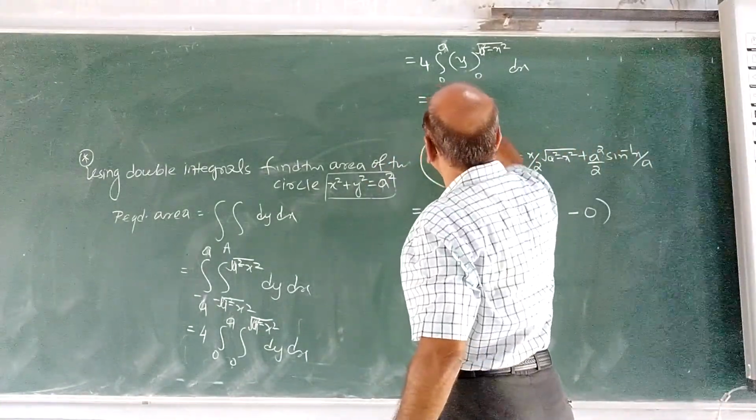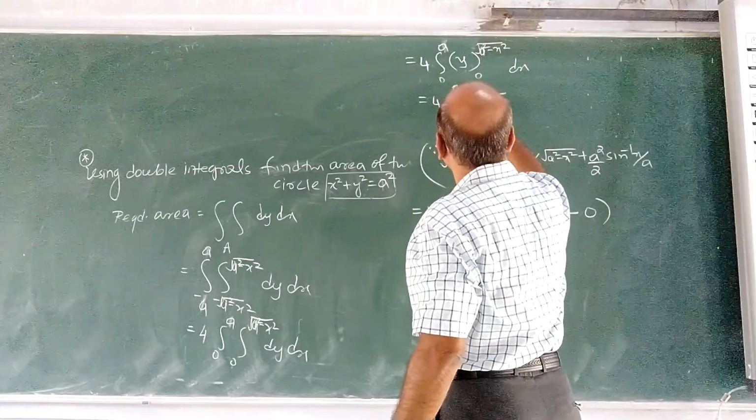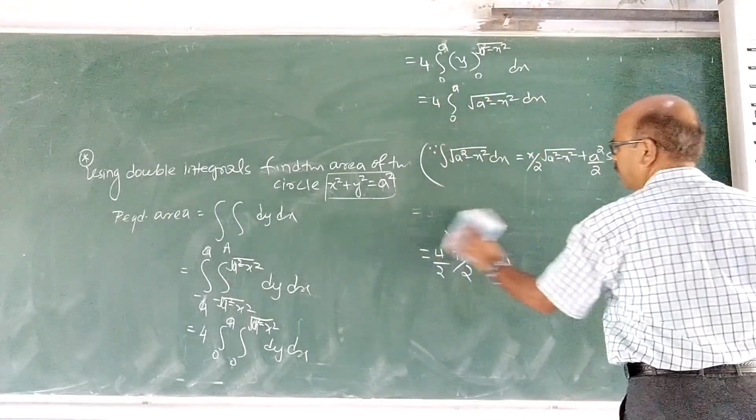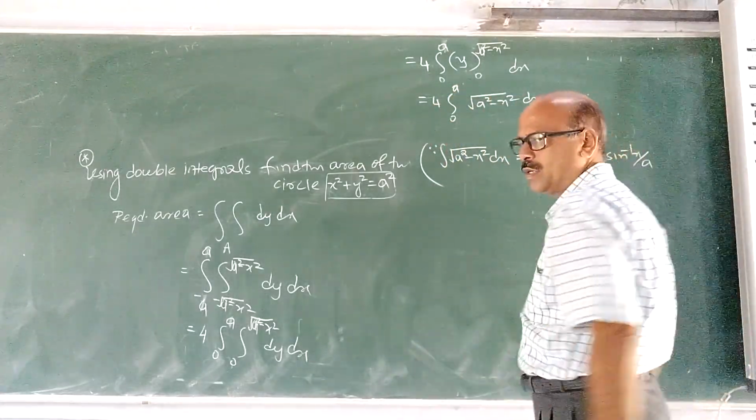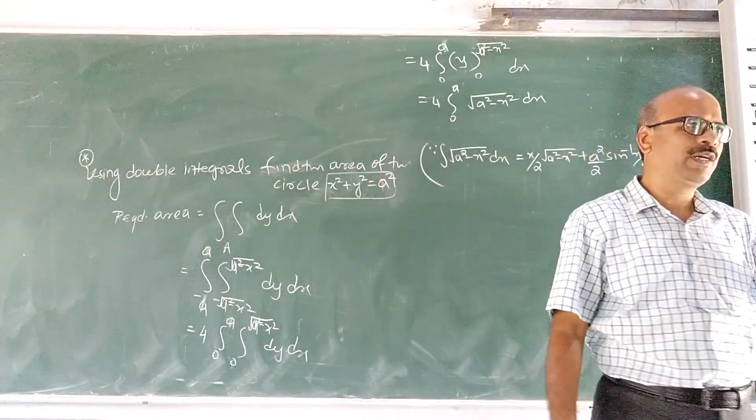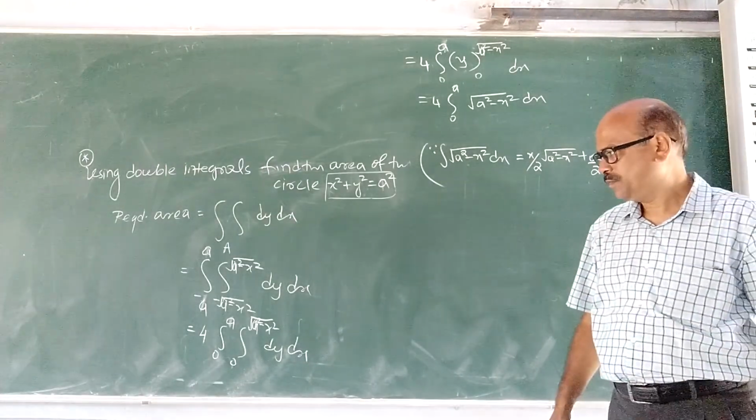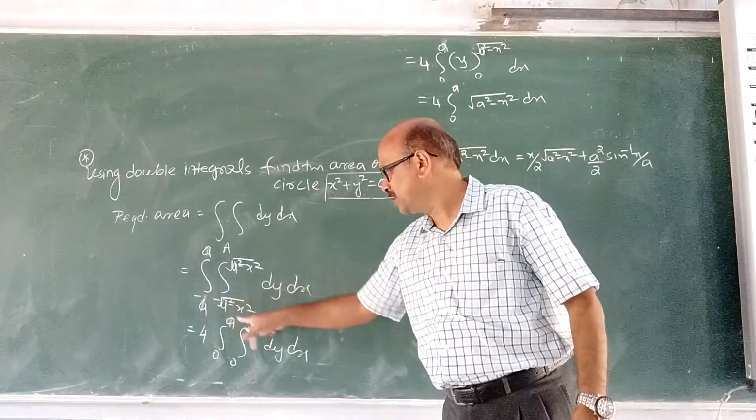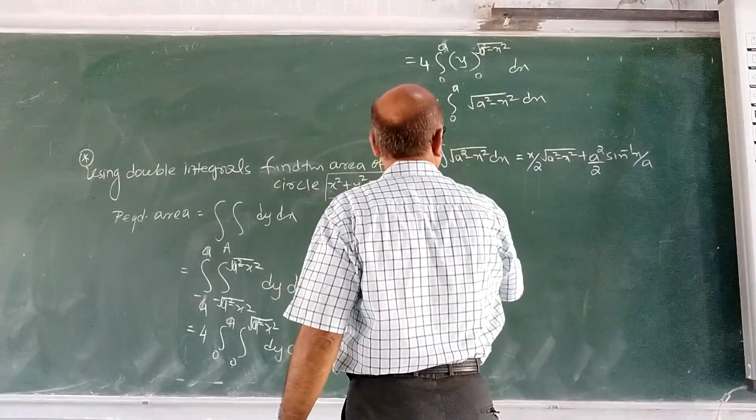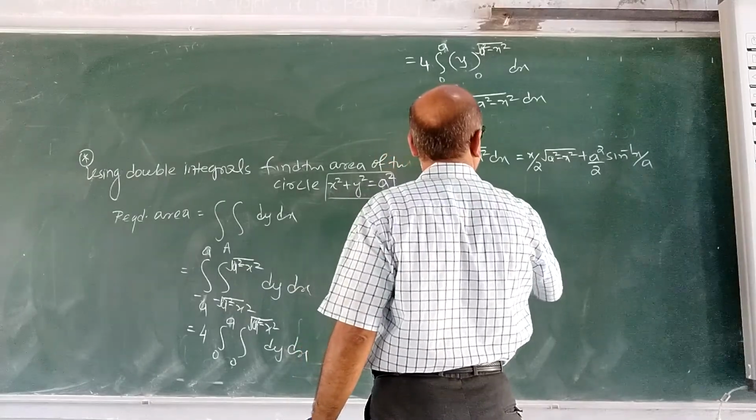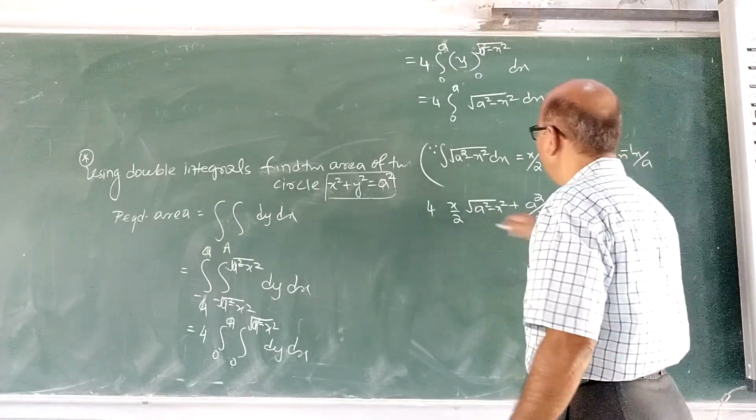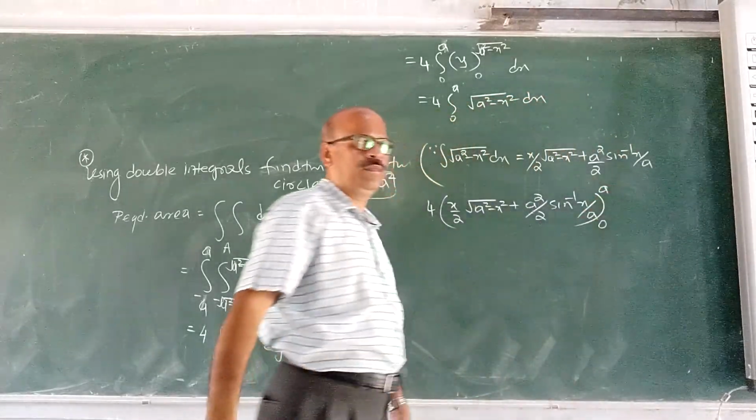Therefore 4 into 0 to a, root of a square minus x square with respect to x. Root a square it is, a square minus x square. So 4 into x by 2 square root of a square minus x square, plus a square by 2 sine inverse x by a. Limit is from 0 to a.